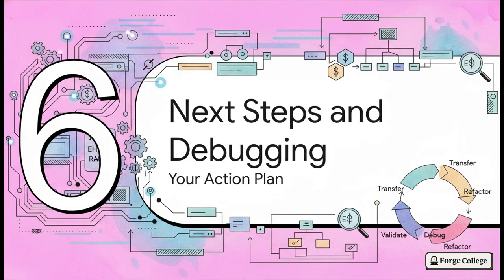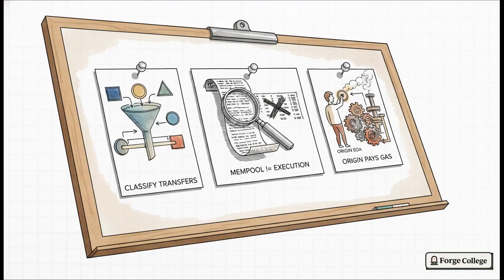Section 6. Next steps and debugging. Your action plan. Referencing these schematics is going to become second nature when you're debugging. It's what separates just guessing from actual systematic engineering. So to quickly recap our factory orientation, always classify your transfers. Never ever trust the mempool until you check the receipt and the logs. And always remember, the origin EOA pays the gas bill.